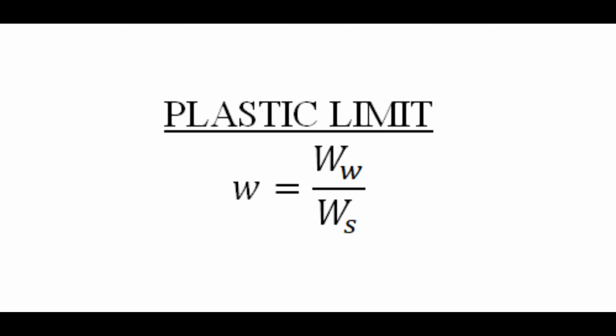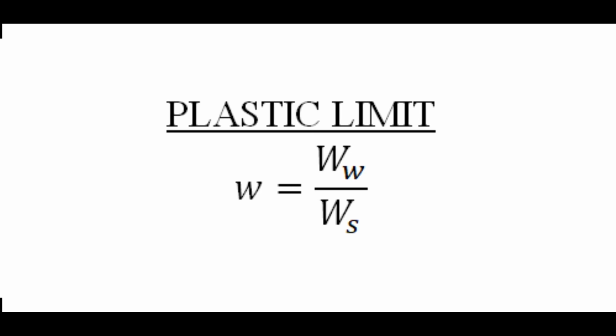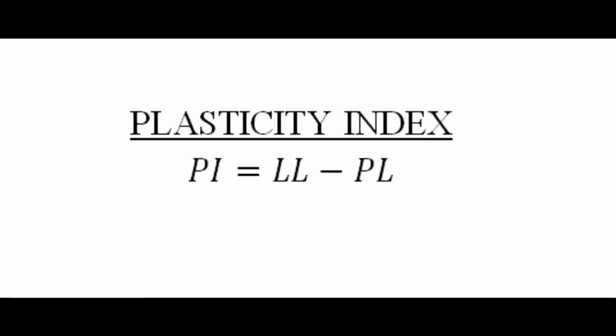And then, to solve for the plastic limit, moisture content is equal to W sub W over W sub S, wherein W sub W is equal to weight of water and W sub S is equal to weight of soil sample. Lastly, to solve for the plasticity index, it is equal to liquid limit minus plastic limit.